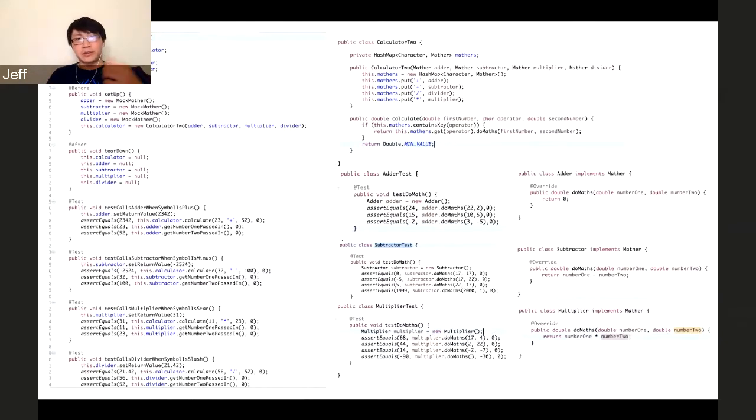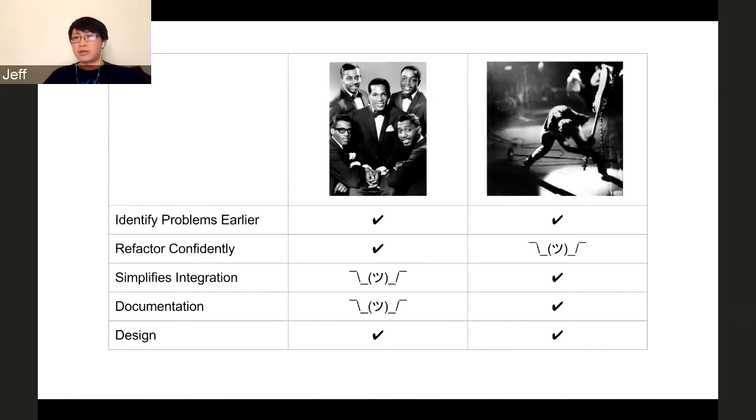But at the same time, I also see that the foundation of how the Detroit School of Unit Testing works will create, I guess, a little more stable foundation for things like refactoring, and that's actually kind of what it came down to here. What are tests for when it comes down to it? They're for identifying problems earlier. They're for giving you the ability to refactor confidently. They simplify integration. They help document your code for future generations, and they help drive design.